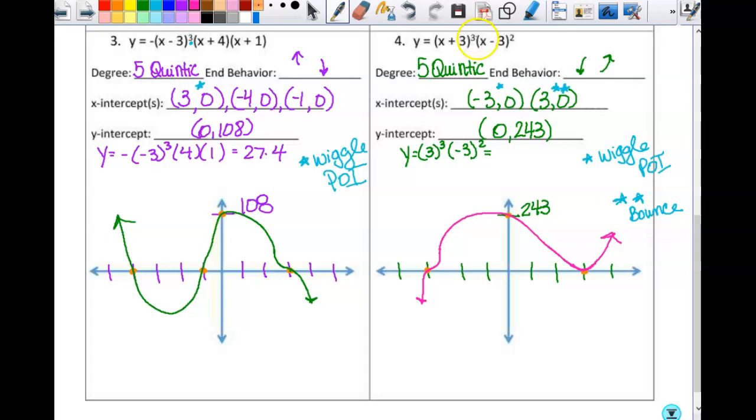Because the exponent is odd on this one, and it's even on this one. Okay, what else you got? Anything? Alrighty, then you got lots of time to work, so make good use of it.